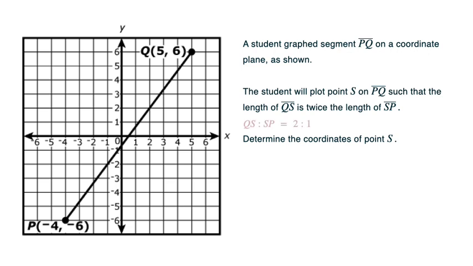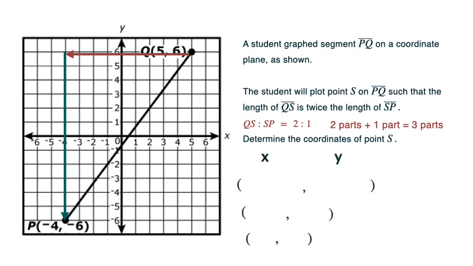We still want to look at the given information about the ratio of QS to SP as 2 to 1. We still want to think about 2 parts plus 1 part equals 3 parts. And we do want to at least visualize the horizontal distance and the vertical distance. Now, you can see that from 5, which is the x-coordinate of point Q, to -4, which is the x-coordinate of point P, that's 9 units over. And looking at the span of the vertical distance between the points, 6 plus 6 is 12.